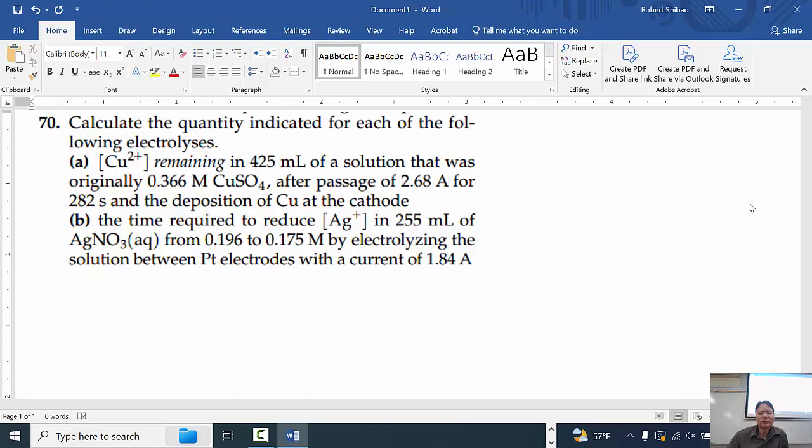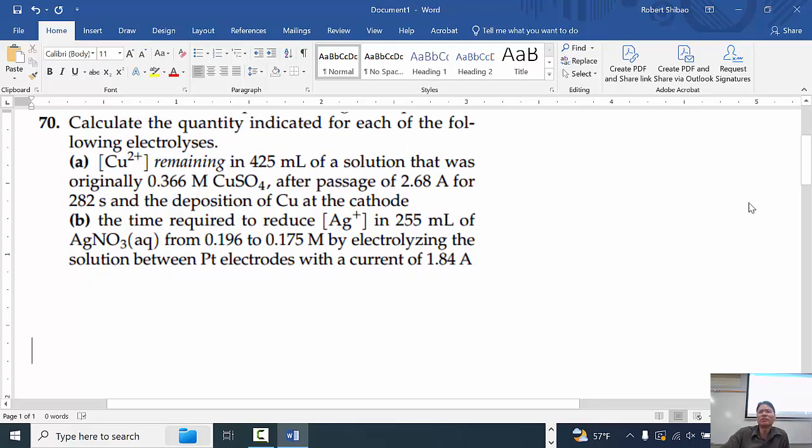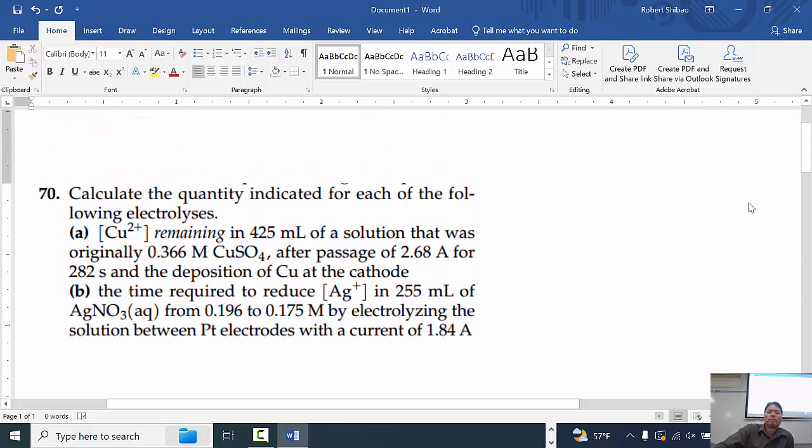So time required to reduce silver. So this is just dimensional analysis once again. So in part A, the moles of copper 2 plus that remain equals the initial minus the moles of copper 2 plus reacted or consumed, which is what we just calculated in that previous dimensional analysis. And then if they're asking for the concentration, then we just take the moles divided by the liters of solution. You get the concentration. How do we know this is a reduction half reaction or an oxidation half reaction? Okay, how do we know it's a reduction half reaction?